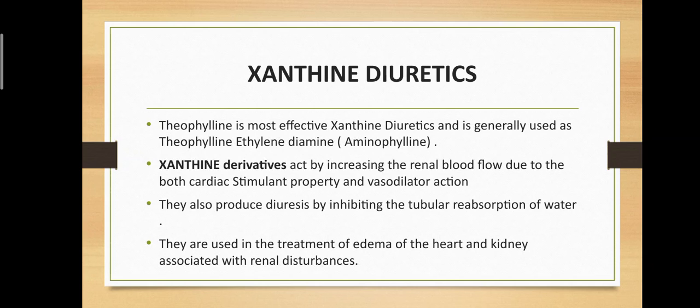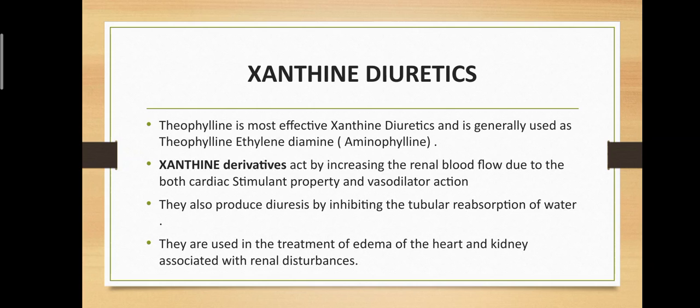Xanthine diuretics. Theophylline is the most effective xanthine diuretic, and it is generally used as theophylline ethylenediamine, that is aminophylline. Xanthine derivatives act by increasing the renal blood flow due to both cardiac stimulant property and vasodilator action. They also produce diuresis by inhibiting the tubular reabsorption of water. They are used in the treatment of edema of the heart and kidney associated with renal disturbances.